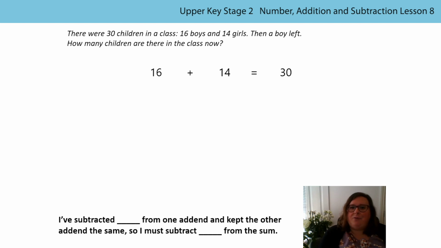Okay, let's see what happens with our equation. So one boy leaves, so that addend has 1 subtracted from it.